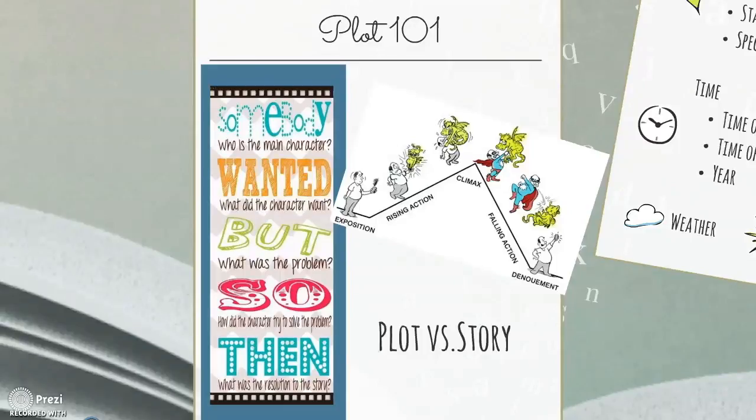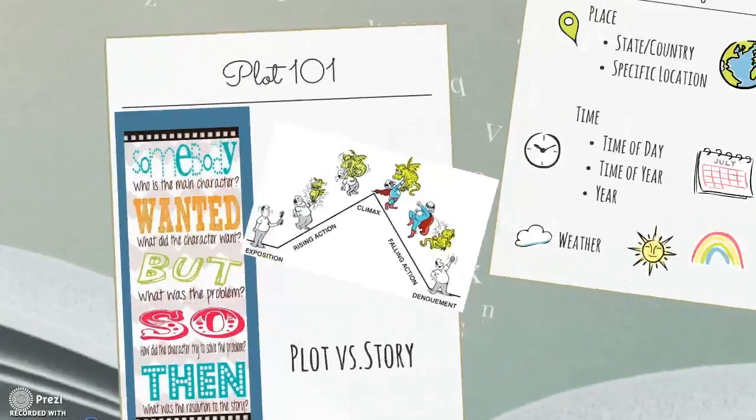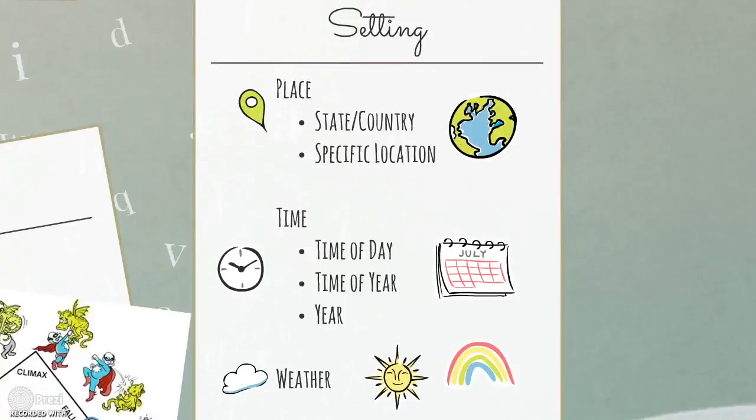Simply put, plot is a sequence of events that happen in a story, while the story is what the work is all about, the main idea, what the reader really should get out of it. Now, like I said, setting is one of the gears that moves plot forward. Plot is impacted by the different aspects of setting, such as place, time, and weather.